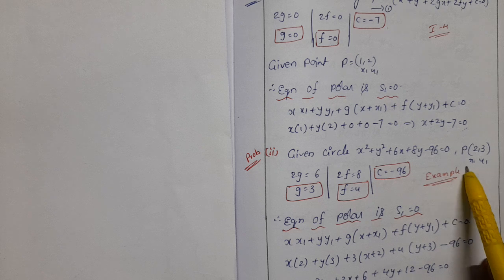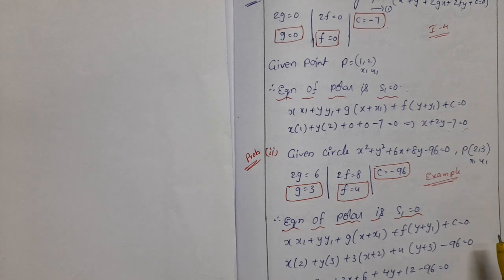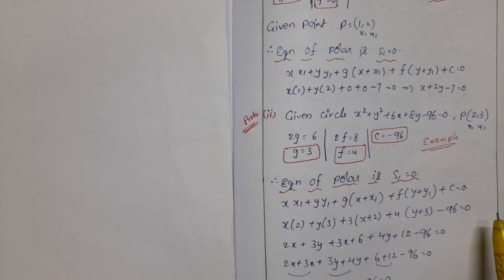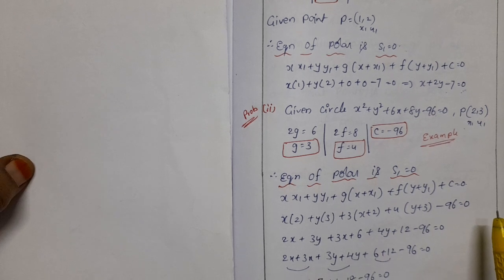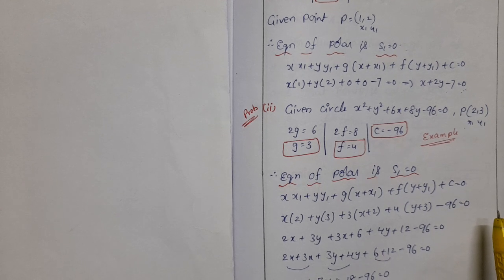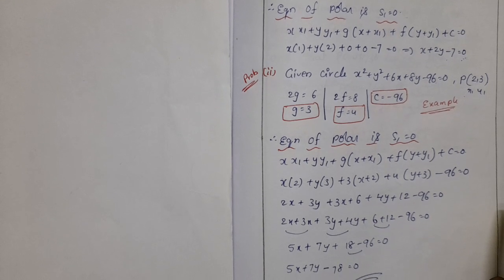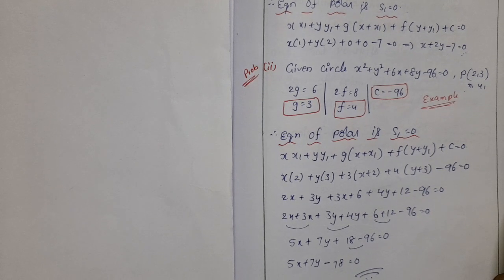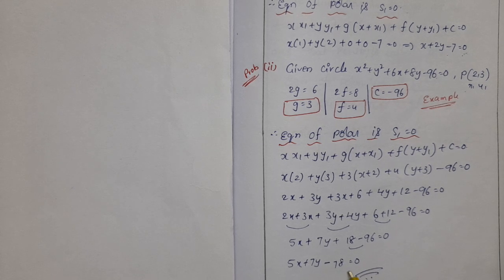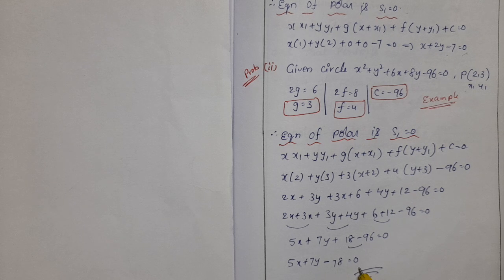For the example problem also we have to calculate the equation of polar in this same process. 5x plus 7y minus 78 equal to 0 is the polar.